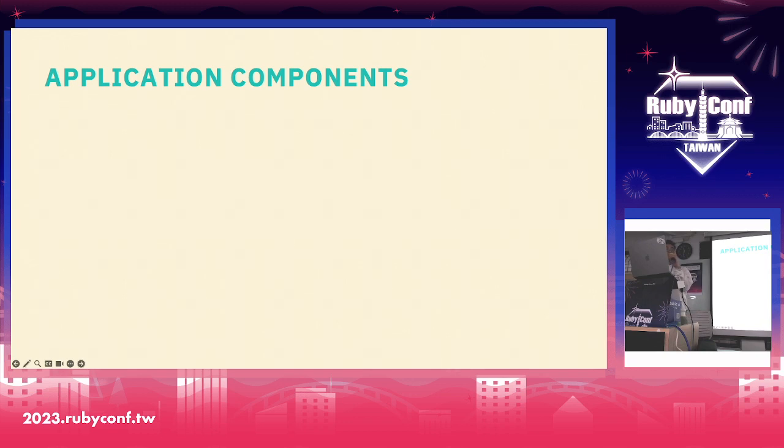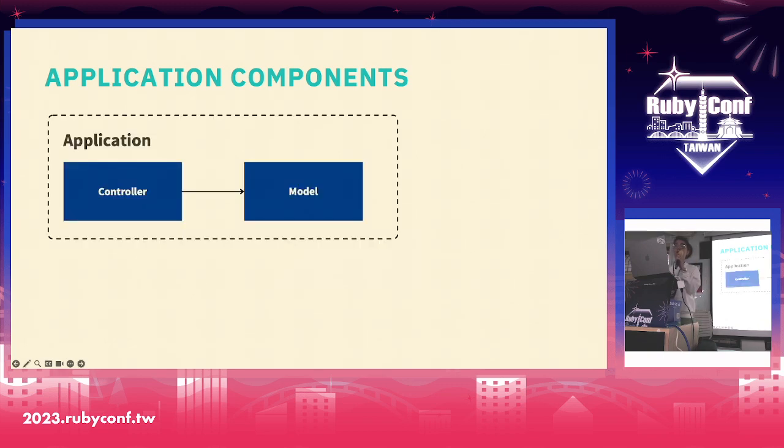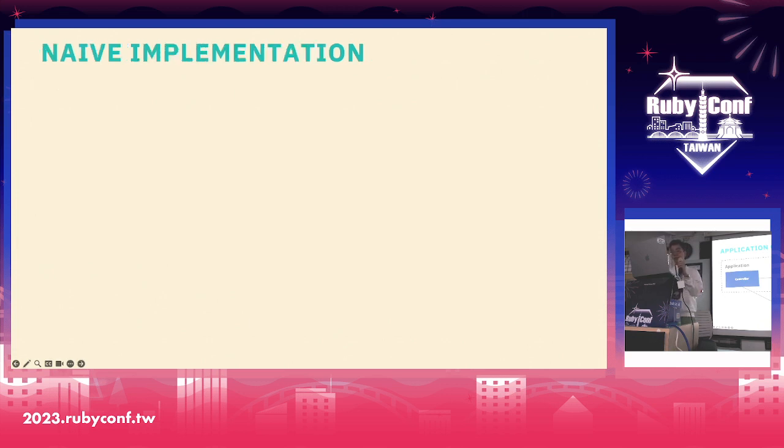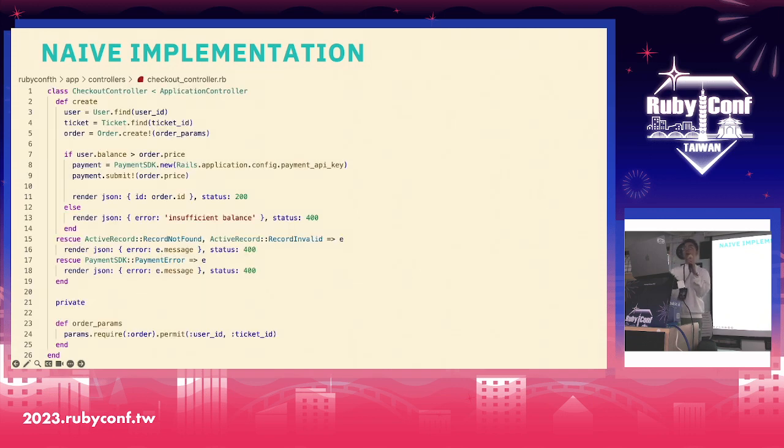Let's dive into the application. We want to build our backend server. We're just using a straightforward MVC architecture, where the controller talks directly with the database and the payment gateway. We bypass the view component because we're focusing on backend development now. So I came up with a naive implementation by putting everything in the controller. The code may look a bit overwhelming, so don't worry, I'll break it down and visualize it for you.